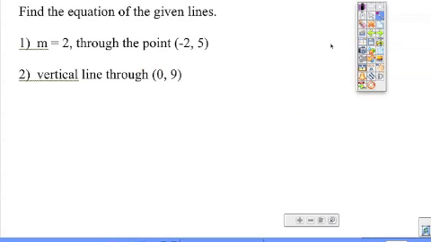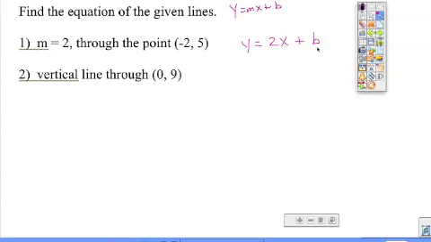Well, I could ask you to find the equation of the lines that I'm talking about. So number 1, let's write this in slope-intercept form. We're going to write everything in slope-intercept form, or y equals mx plus b. In number 1, I give you the slope, and it goes through the point negative 2, 5. So if I were to write this, y equals the slope of 2 times x plus the y-intercept of b.